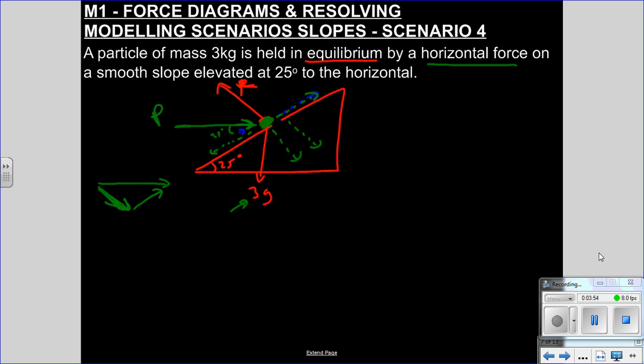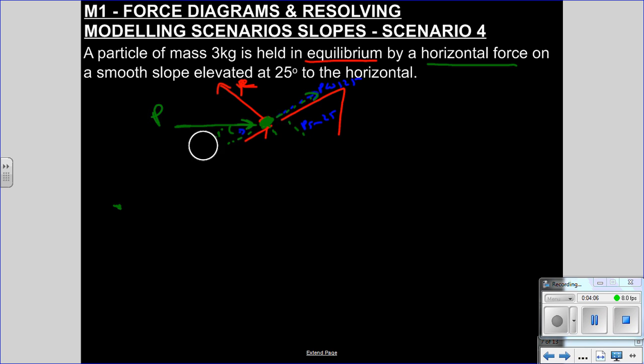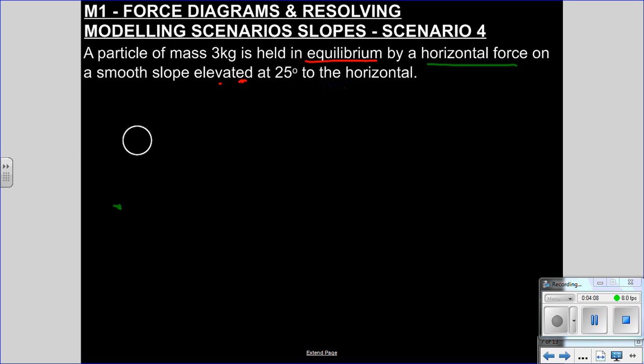Therefore this would be P cos 25, and this one going down would be P sine 25. But that's just so much more work if I work stuff out that way. If it's a bit confusing, don't worry. Like I say, everything will come eventually. So let's do it again, but let's do it smarter.